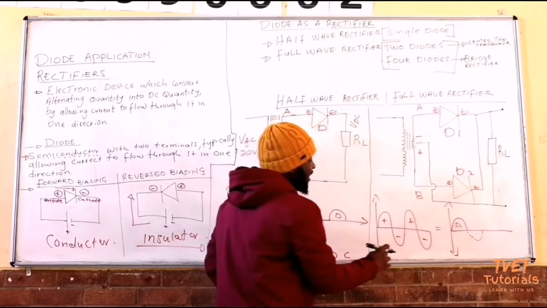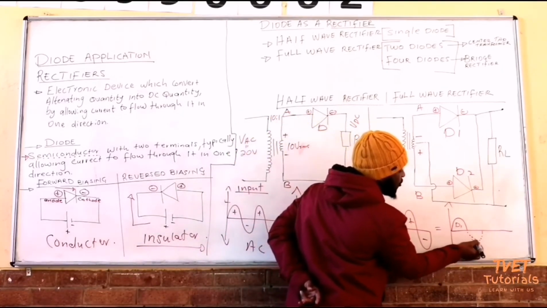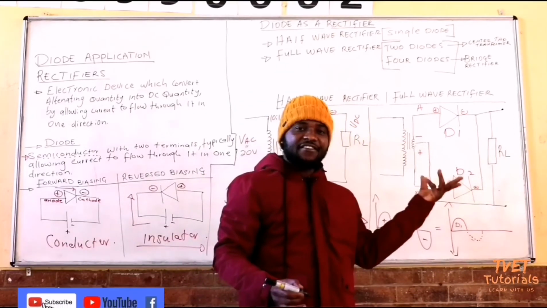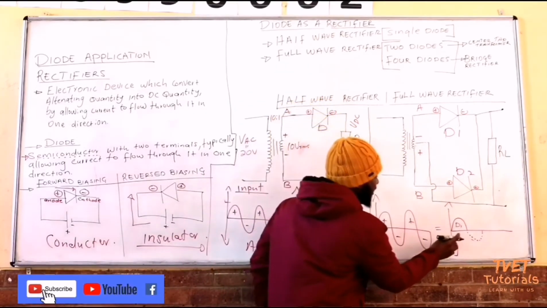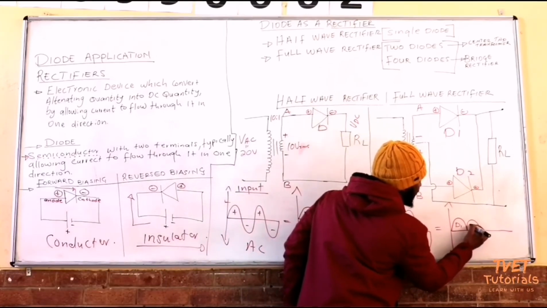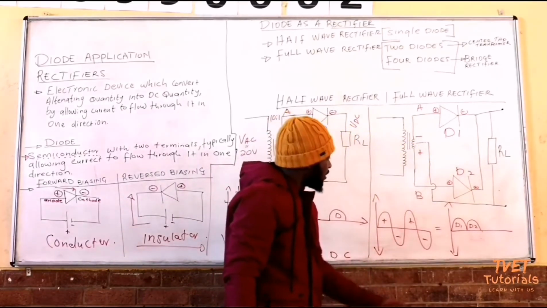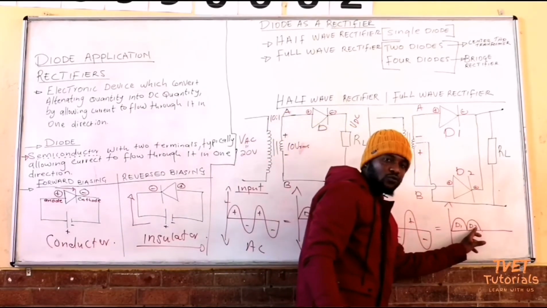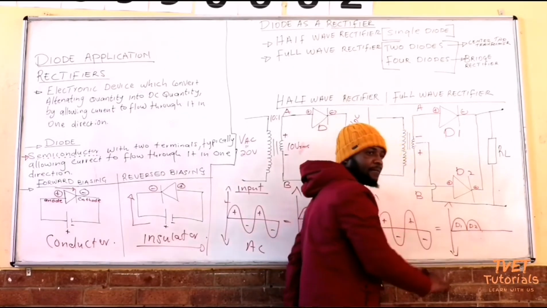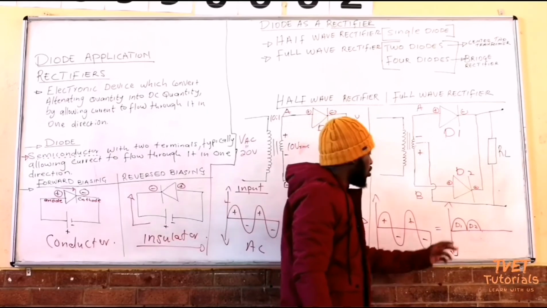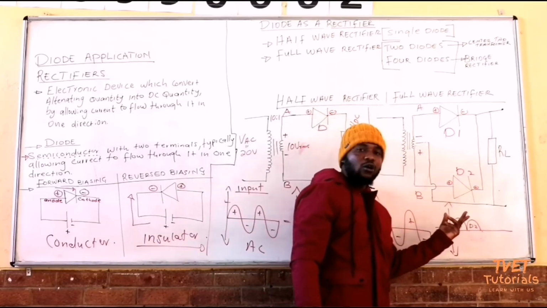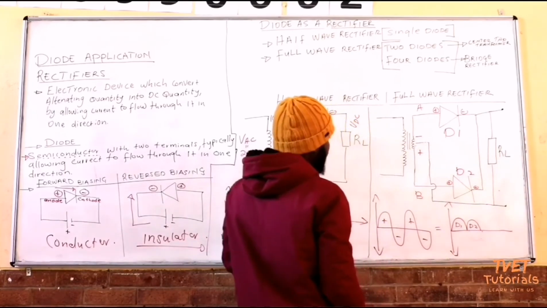But what will happen is that instead of having this half wave on the negative, it will be inverted for a full wave. Instead of having it here on the negative, it goes to the positive. So we have D2. Instead of having it on the negative, it flips to the positive, or it is inverted. Can you see that? From negative to positive.